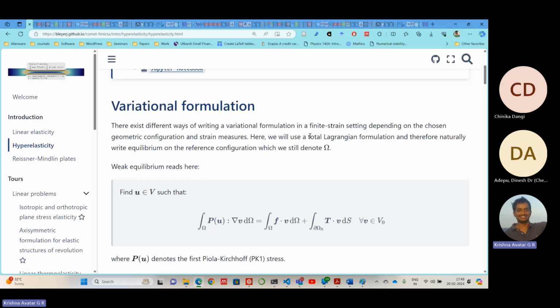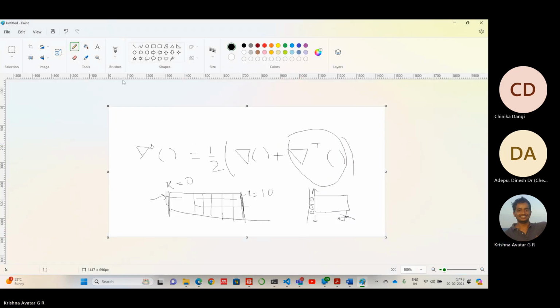So in total Lagrangian formulation, what we do is we always study the displacement of the material from the material frame perspective. So it's like we fix the frame, we fix our domain, and then calculate the displacement of any point without actually displacing. It looks like I'm just confusing you all.